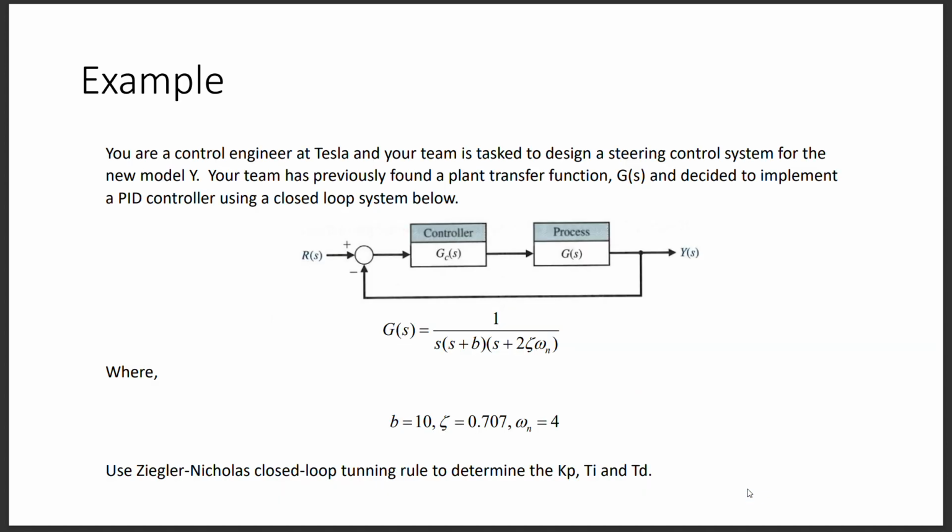Let's see an example. Imagine you are a control engineer working at Tesla. Your team is tasked to design a steering control system for the new Model Y. Your team has previously found the plant transfer function G, so you have the transfer function of your system written this way, and B and C and omega n are provided. You have decided to implement a PID controller for the closed loop system. The question is to design this PID controller, to find the correct gains for the PID controller.